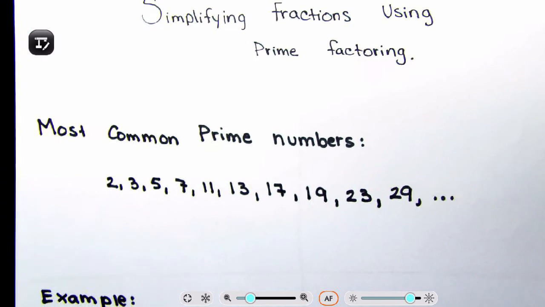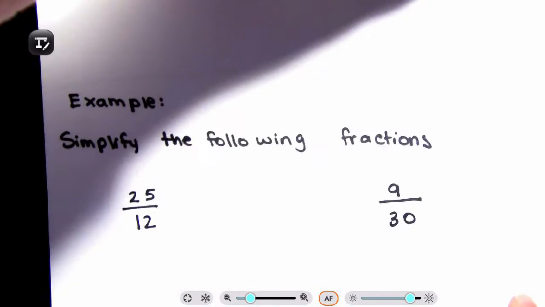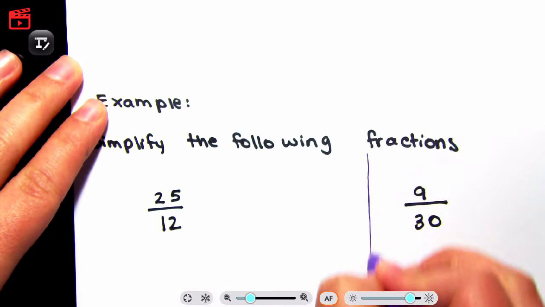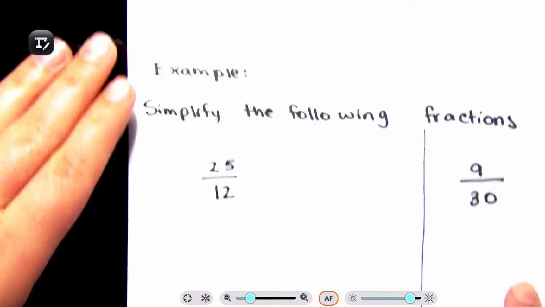All right, let's go ahead and jump in with our first example. So how are we going to simplify these fractions? So here's example number 1. I have 25 twelfths. I'm going to separate this with a line here. So we're working with this one. So 25 twelfths, how do we do that?